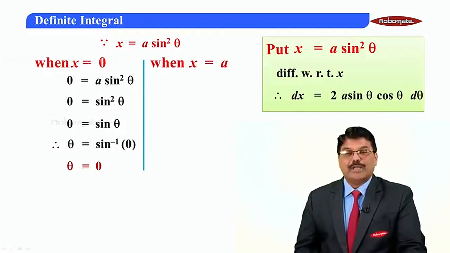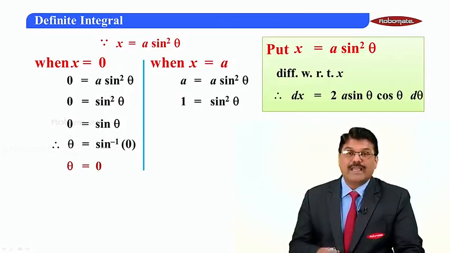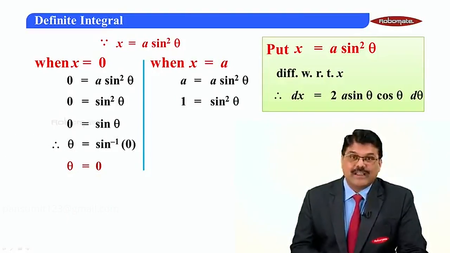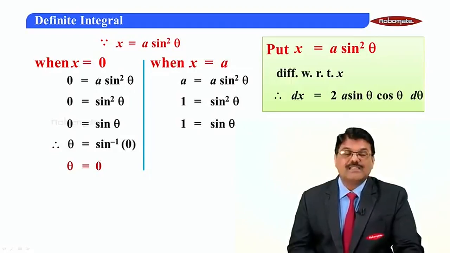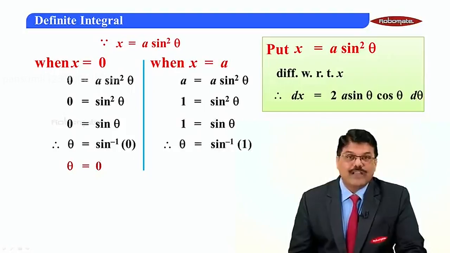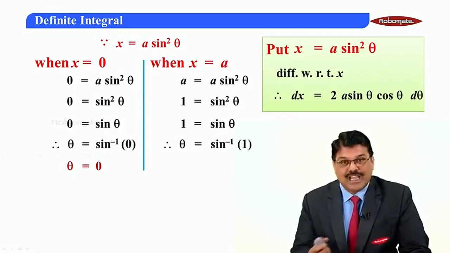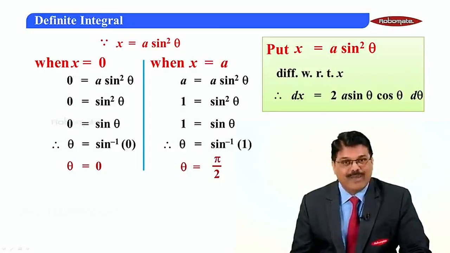Let us substitute the upper limit. X is equal to a. If I substitute x is equal to a, it will become a is equal to a sin square theta. If I cancel that a, it will become 1 is equal to sin square theta. That means sin theta is equal to 1. So, let us find out the value of theta. Is it theta is equal to sin inverse of 1? And we know the value of sin inverse of 1, that is pi by 2.